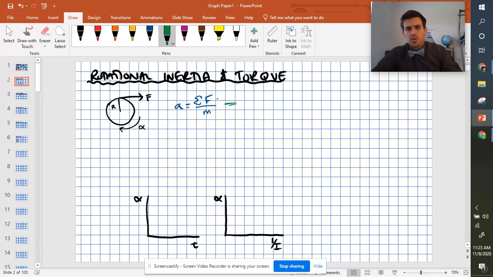So the rotational version of that, we're just going to replace that with all of the rotational analogs. Instead of acceleration, we'll have angular acceleration. And then we'll have the sum of the torques acting on the object all over the rotational inertia. So this equation here relates all of those different values.